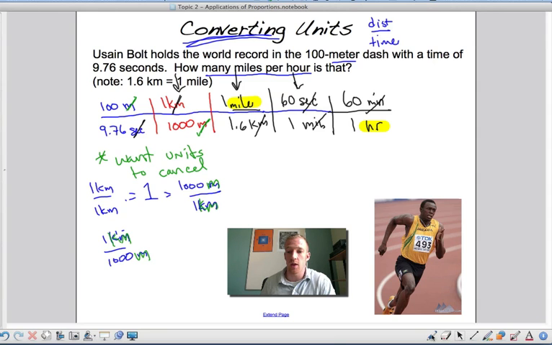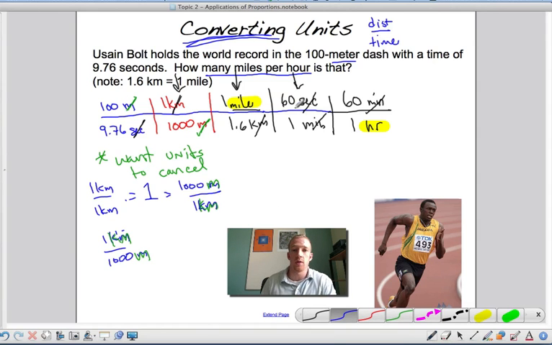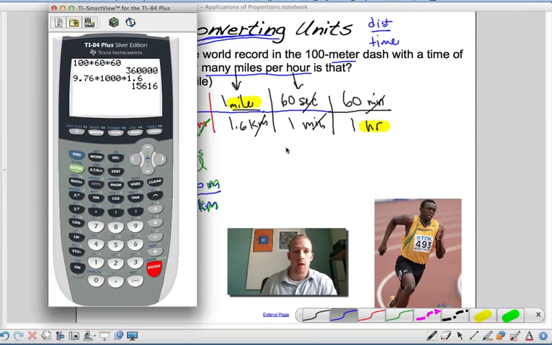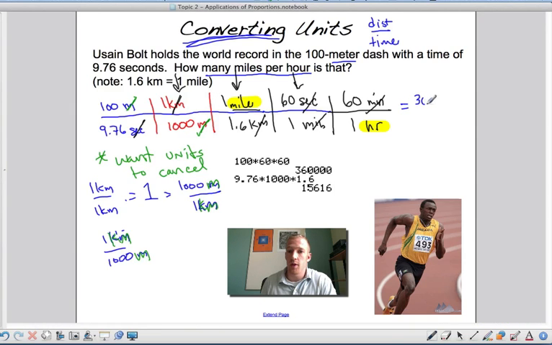So now I just do that calculation. I'm going to multiply across on the top. 100 times 1 times 1 times 60 times 60. 9.76 times 1,000 times 1.6 times 1 times 1. So I already did this in my calculator. So I'm just going to drag this over. So that gives me 360,000 over 15,616, and then that will approximate to about 23 miles per hour.